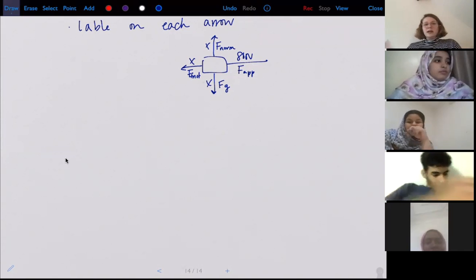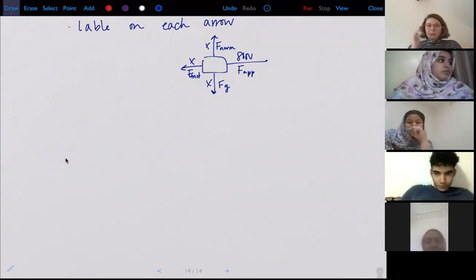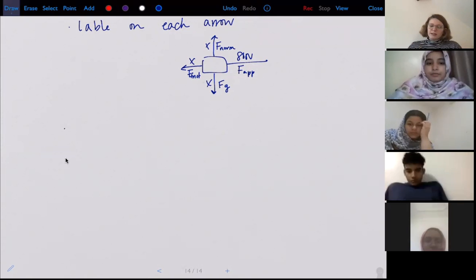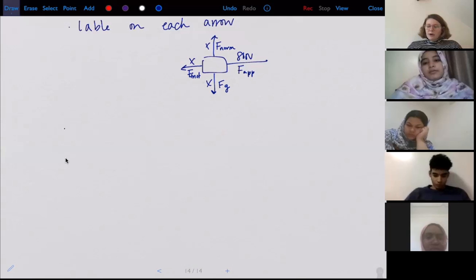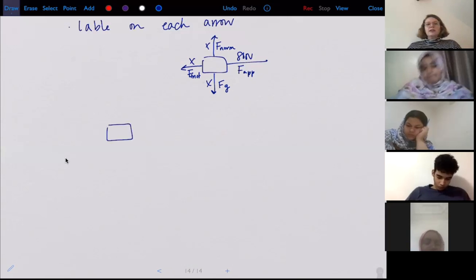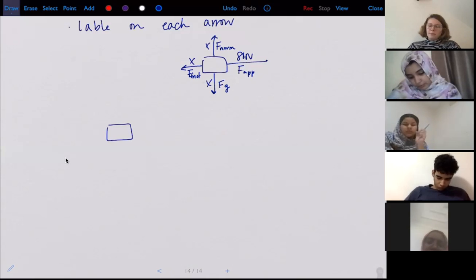Okay, so the first one says that a box rests on a countertop. So I have my box. I'm not going to draw the actual box, I'm just going to draw the free body diagram. Draw the free body diagram of all the forces acting on the box. All right. Anyone want to tell me one of them?